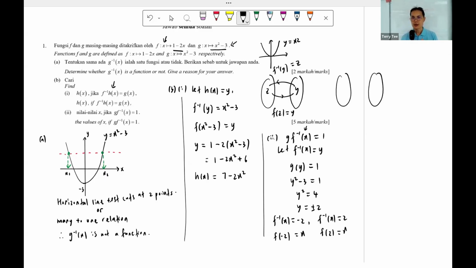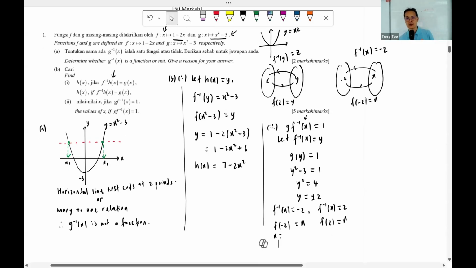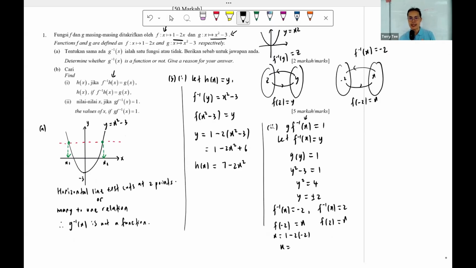So we start from x, we go backwards, f inverse x equals minus 2. If you start from minus 2, you go forward, f of minus 2 is now x. So to find the value of x, we take this negative 2 and put it inside f(x). Let me move up a bit, I need a bit more space here. So we take 1 minus 2 times minus 2. Your x is either 5, or the second one, 1 minus 2 times 2, x is negative 3.